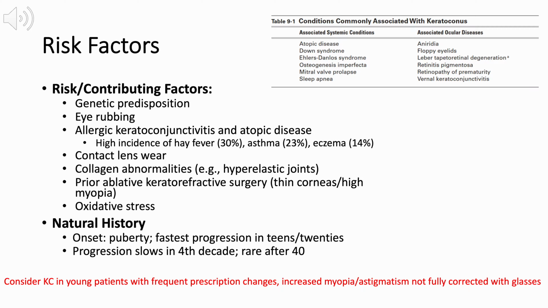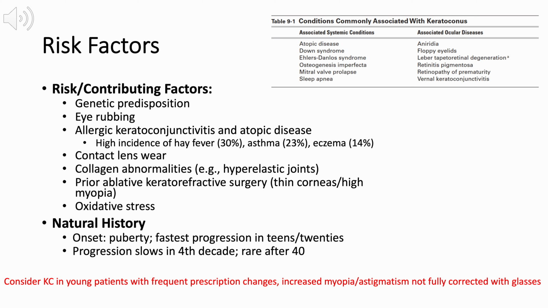Other contributing factors include prior ablative keratorefractive surgery in those with thin corneas or high myopia, as well as oxidative stress. The natural history of keratoconus typically begins around puberty, with the fastest progression occurring during the teenage years and early 20s. Progression tends to slow significantly in the fourth decade of life and is rare after the age of 40. The table in the upper right-hand corner highlights systemic and ocular conditions commonly associated with keratoconus, such as Down syndrome, Ehlers-Danlos syndrome, osteogenesis imperfecta, mitral valve prolapse, sleep apnea, aniridia, floppy eyelids, retinitis pigmentosa, and vernal keratoconjunctivitis.